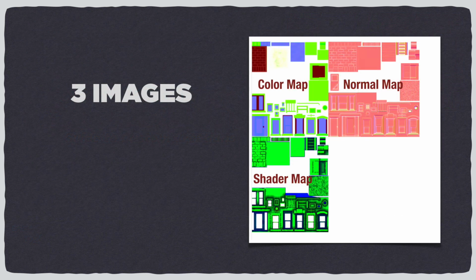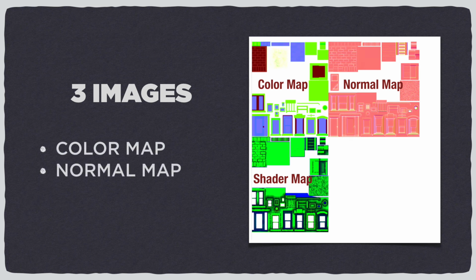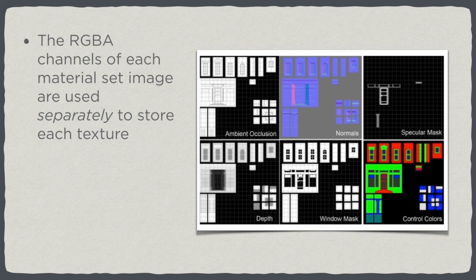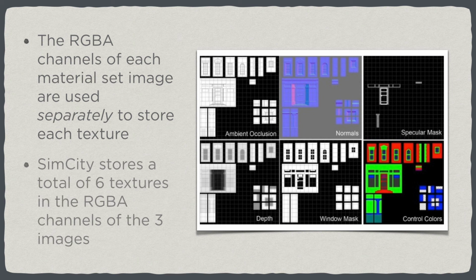So material sets are made up of 3 images: a color map, a normal map, and a shader map. Now here's what's interesting. The RGBA channels of each material set image are used separately to store each texture, and SimCity stores a total of 6 textures in the RGBA channels of the 3 images. Now I don't want you to get confused. The textures we're looking at are not from the same material set I've been showing. If they were, you would see the brick element that we've looked at and the same windows along the bottom.